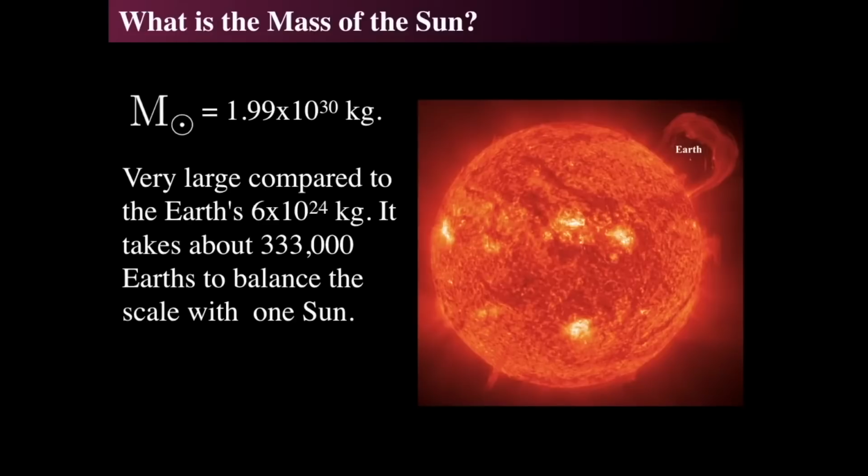That's enormous. Now the mass of the Earth is about 6 times 10 to the 24th kilograms. So if you wanted to put them on a balance, it would take about a third of a million Earths to balance the mass of the sun. So the sun is more massive than anything else in the entire solar system, including the Earth.